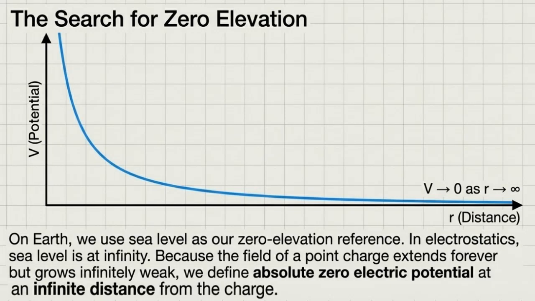On Earth, we use sea level as our zero elevation reference point, but in electrostatics, that 0 point is considered at infinity. This graph shows how the electric potential from a point charge decreases as the distance from the charge increases. While the field from the charge extends forever, it becomes weaker and weaker, approaching 0 the farther away you get. So, we define the absolute zero electric potential at an infinite distance from the charge, similar to how sea level serves as our baseline for elevation here on Earth.